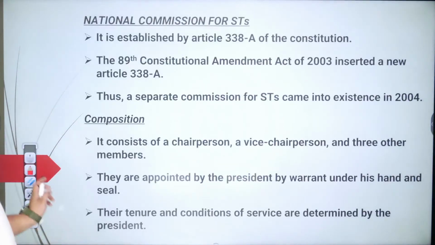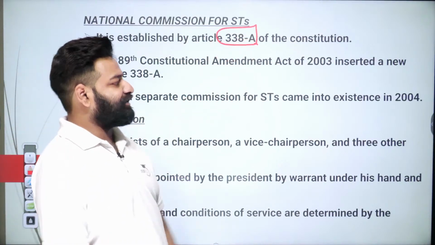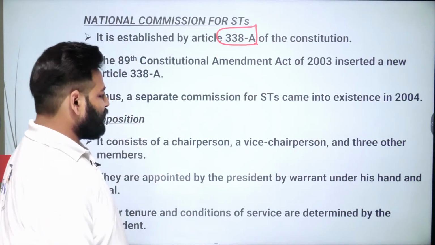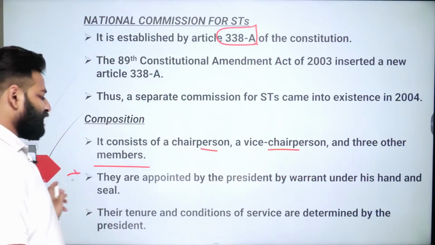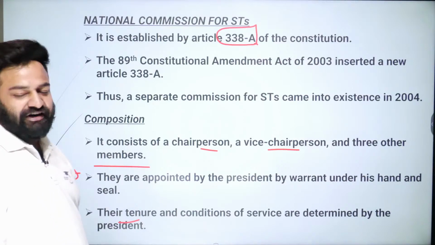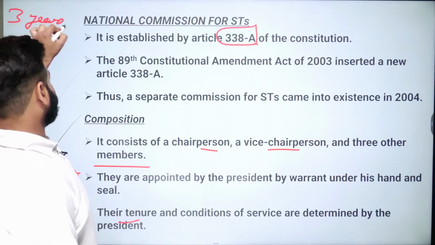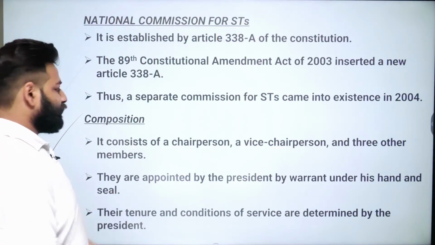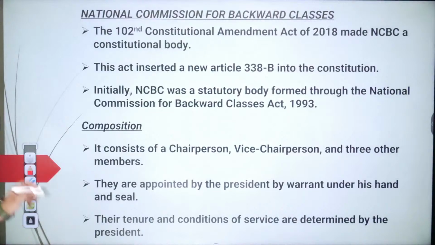National Commission for Scheduled Tribes. Okay, same, just the article number is different. Article 338 capital A. Okay, how many members? Same, chairperson, vice chairperson, and 3 other members appointed by the president. Their tenure, etc., decided by the president. Generally, how much it is? 3 years of the tenure. Okay. Next, National Commission for Backward Classes.